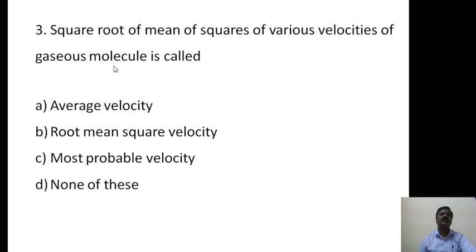Then the third question: square root of mean of squares of various velocities of gaseous molecules is called. The first option is average velocity, second is root mean square velocity, third is most probable velocity, and D option is none of these. I will give 10 seconds, choose the correct option.